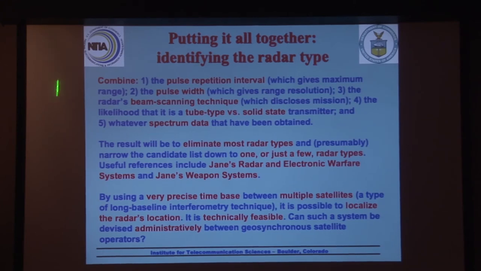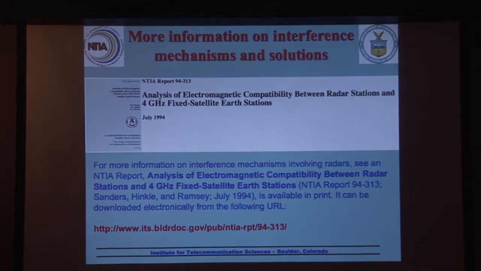If you can correlate the satellite received signals in time with a very precise time base, then you can isolate the location on your surface where that signal must be originating. And as I say, that's a long baseline interferometry technique. Radio astronomers do it for sources long distances from the Earth. And you can do it with satellites if you can put together the administrative arrangements and get the time-based correlation going.